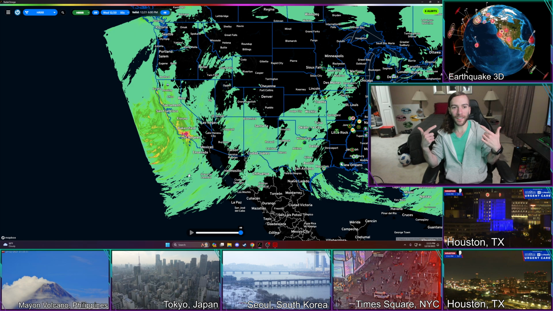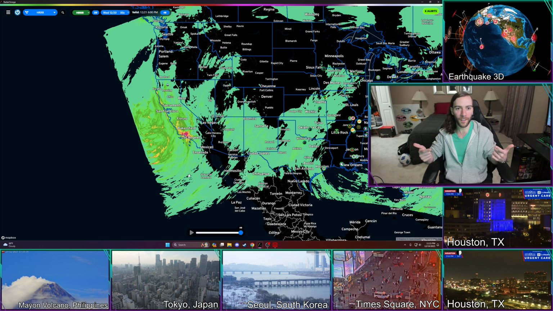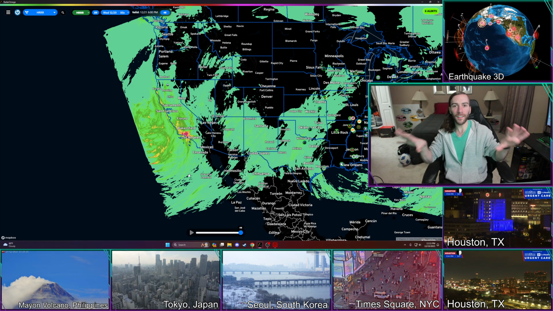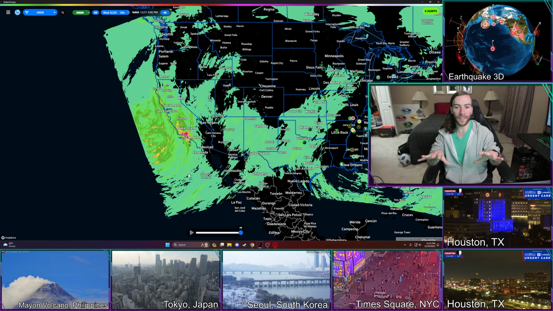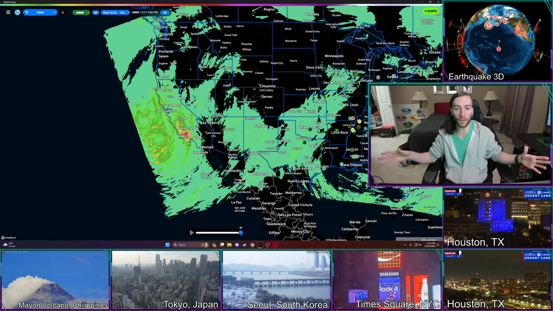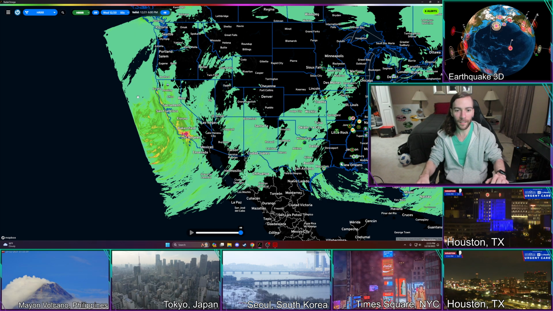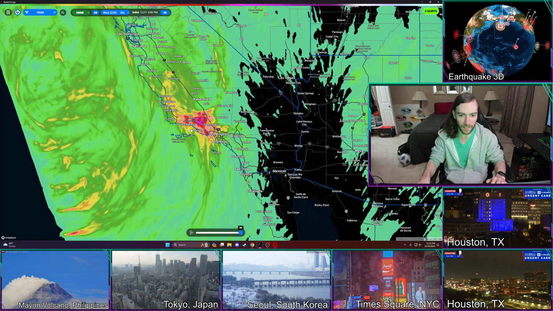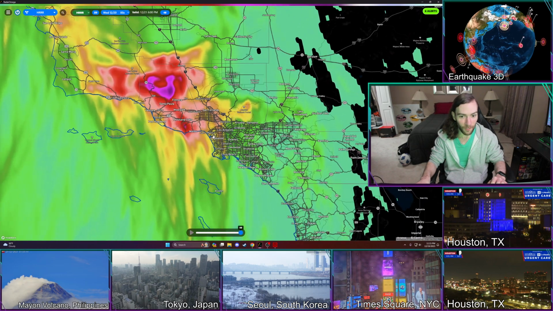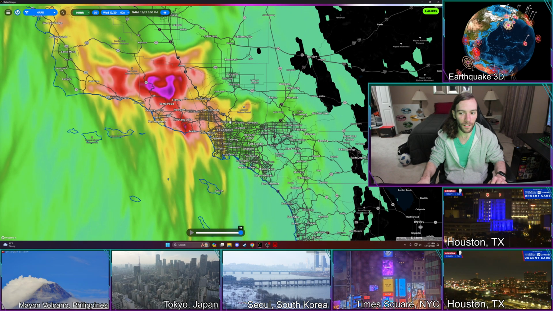I have my own ideas as far as what I think is going on, but this at this point is indisputable. This is what the models are showing, and there seems to be a good enough consensus. And this is a lot of rain over Los Angeles.